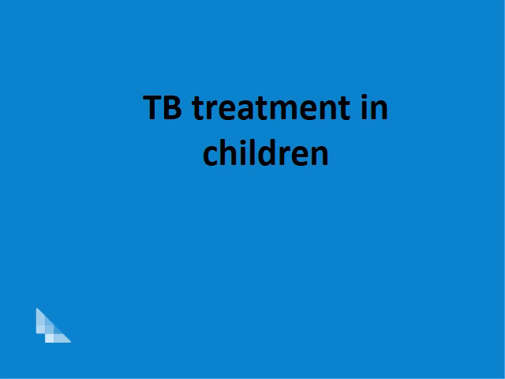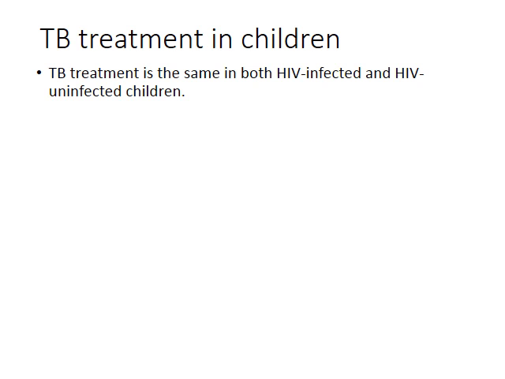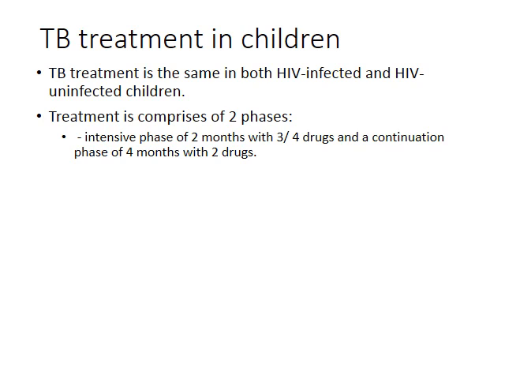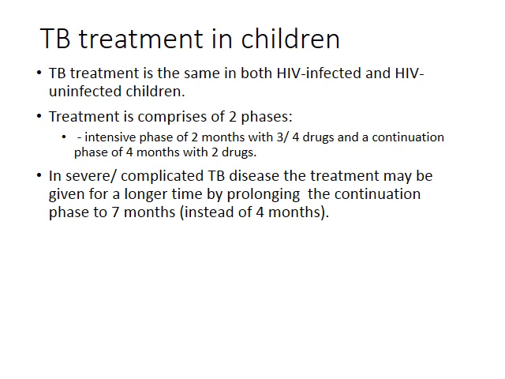So let's go a little bit more into the actual treatment. TB treatment is mostly the same in both HIV infected and HIV uninfected children, but we'll go into a little bit more detail there. Basically our treatment comprises two phases: an intensive phase of 2 months with either 3 or 4 drugs, and then a continuation phase of 4 months with 2 drugs. So it's very similar to the adults.